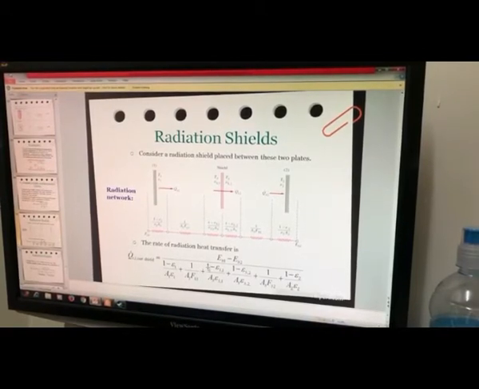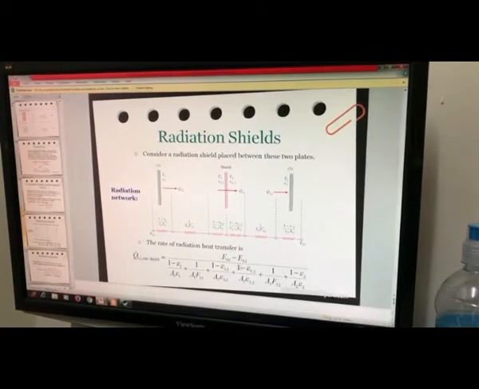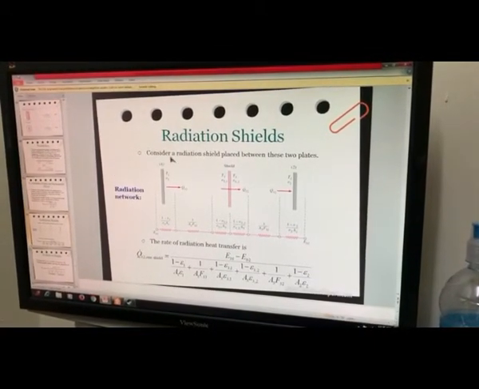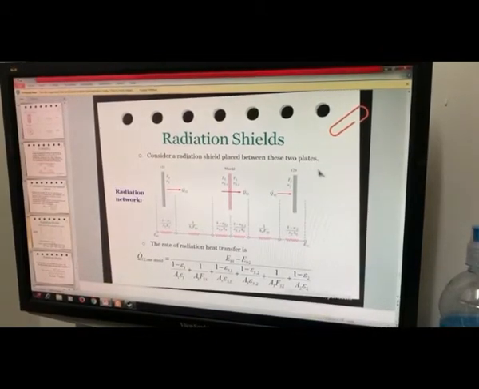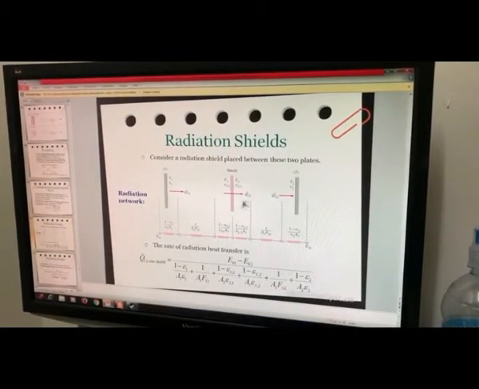This diagram shows the placement of the radiation shield between the surfaces. Firstly, at the left is the inner surface, which is the first surface, and the right is the second surface, while the shield is placed in the middle of the surfaces.